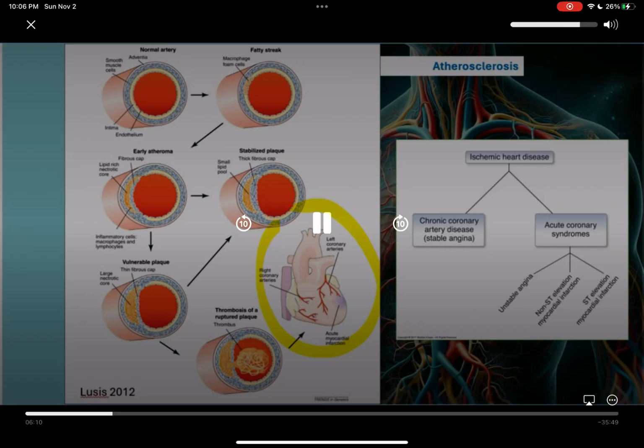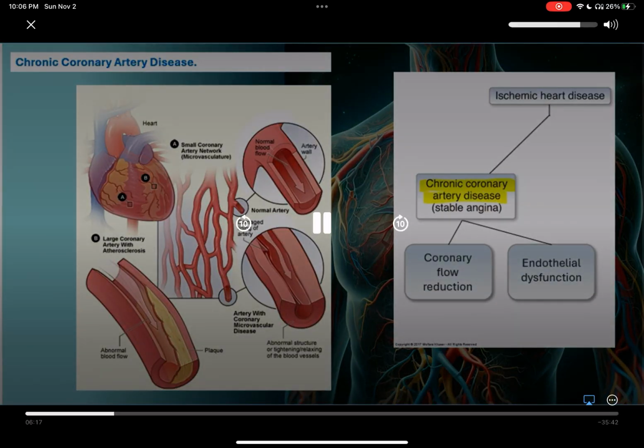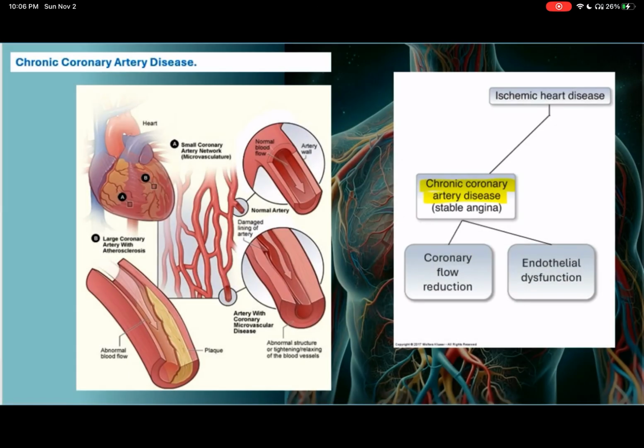Which the word infarction specifically means. So let's focus now on the chronic coronary artery disease, or in short, chronic CAD. Chronic CAD is specifically characterized by impaired coronary vasodilator reserve, which is the maximal blood flow through coronary arteries.